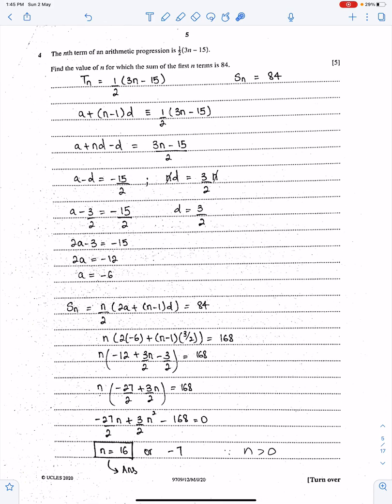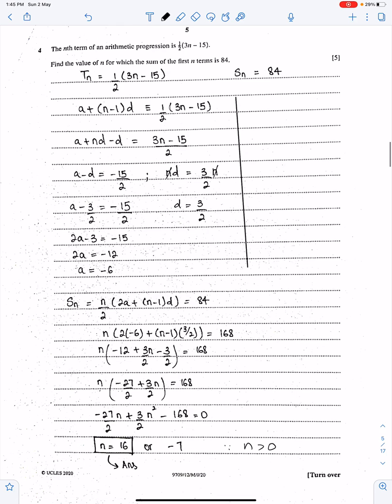Question number 4. The nth term of an AP is this. This is Tn. So by using the formula of Tn here, which is a plus (n minus 1)d, and by comparing the coefficient method, we can easily get a and d. Or we have other methods as well. The other method is very simple, which is this. Get the first term.